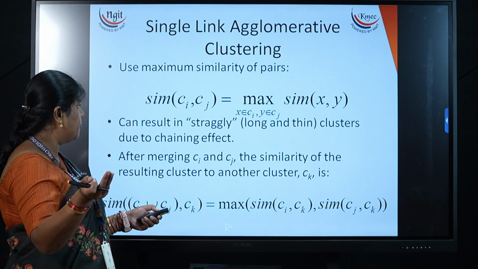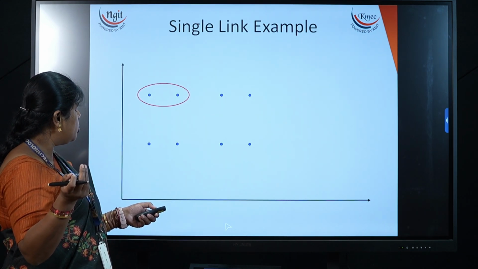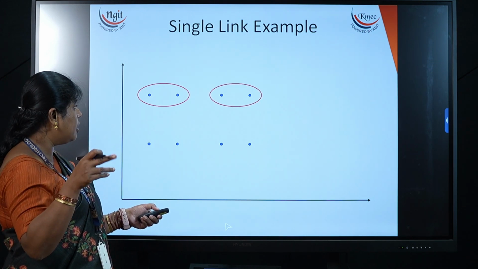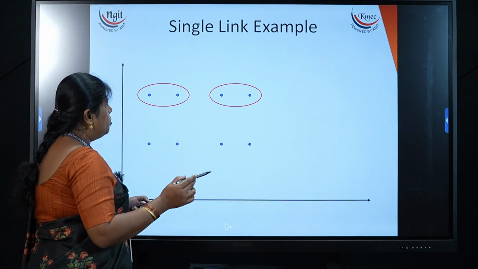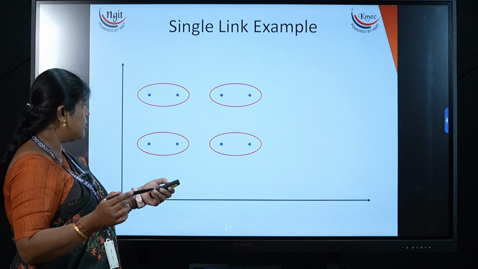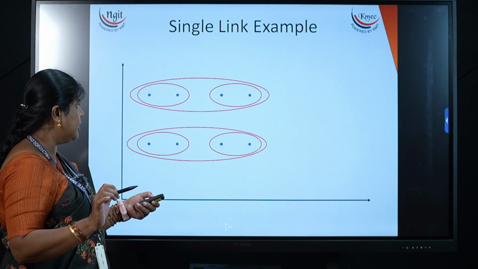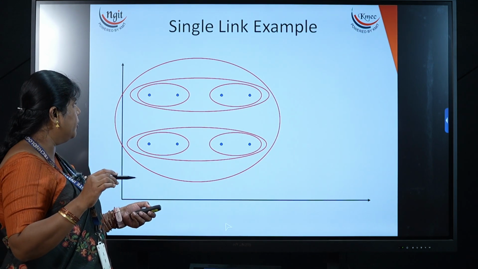third root. Now, in the single link example, you can see that these two are merged together, then these two are merged together. Now, how should I merge? I should form one cluster of the above two, then like this. Like this the clusters will be formed. This is what the single link is, and then finally at the root level you will get it.